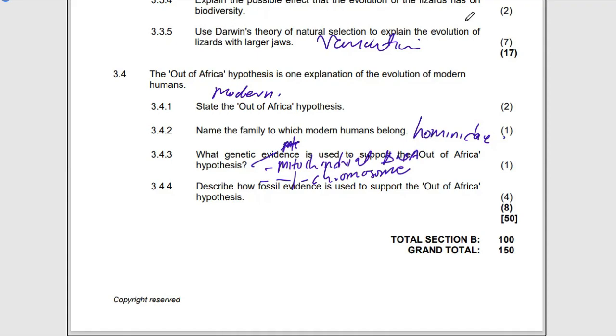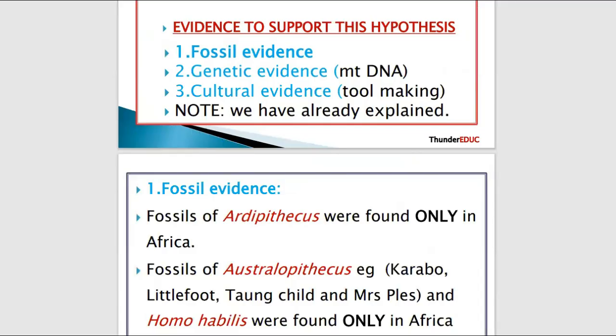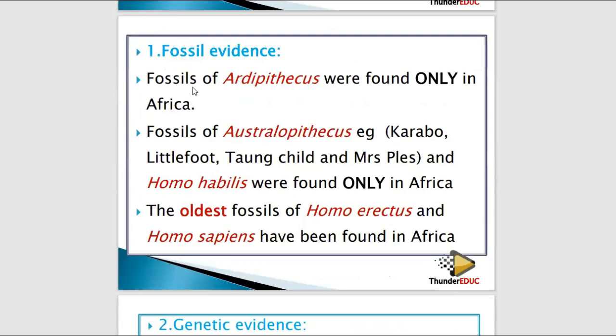Let me show you what I'm trying to say. Evidence to support the out of Africa hypothesis. There are three: the mitochondrial DNA, the cultural evidence, and the fossil evidence. Fossils of Ardipithecus were only found in Africa. Fossils of Australopithecus, e.g. Karabo, Little Foot, Taung Child, Mrs. Ples, were all found in Africa. Homo habilis were only found in Africa. The oldest fossils of Homo erectus and Homo sapiens were discovered in Africa. This shows that modern humans originated from Africa and migrated to the rest of the world. You see that I highlighted the key points you need to know when writing your exam.